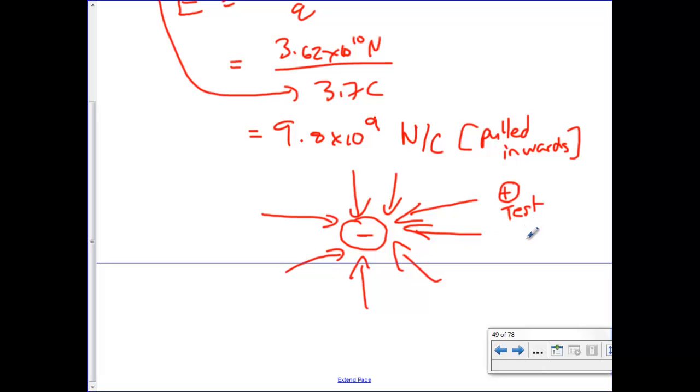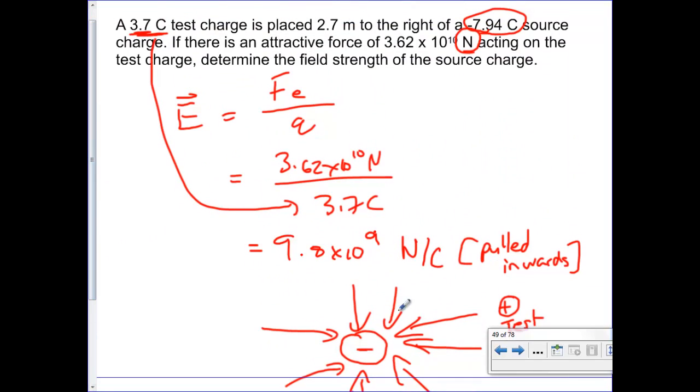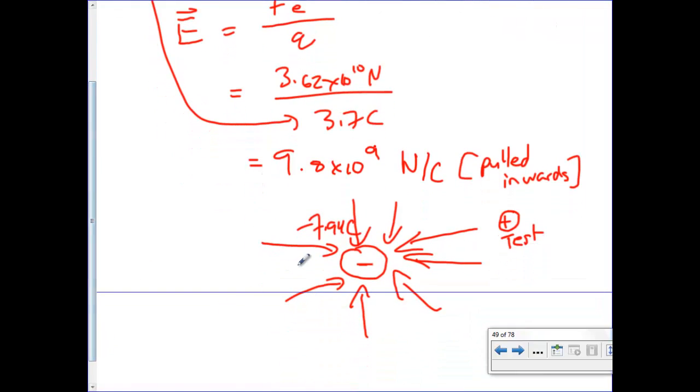That makes sense? So I just drew a quick diagram here. What you have is this negative charge right here, and the negative is a negative 7.94 coulombs. That number was irrelevant. But the reason I'm drawing this diagram is just to point out that your positive test charge would be pulled inwards towards this guy. And this is the strength at that particular point.